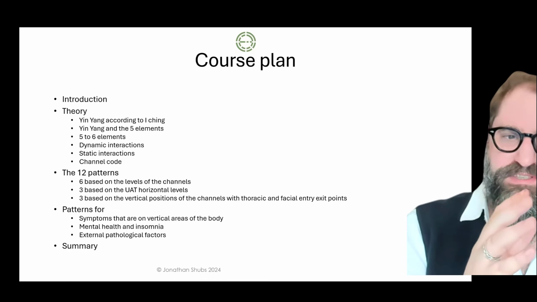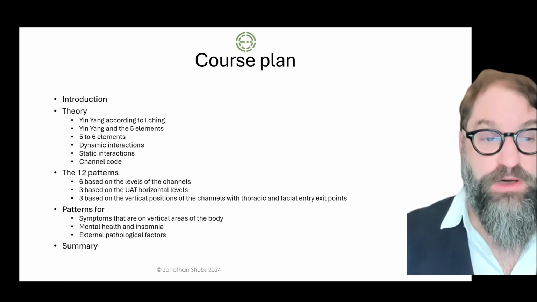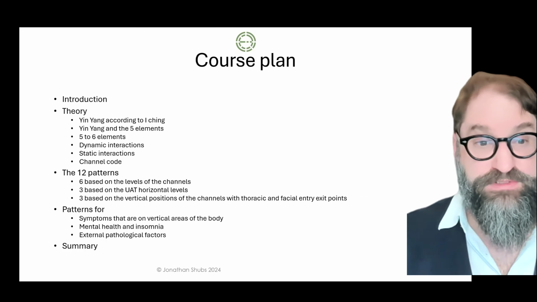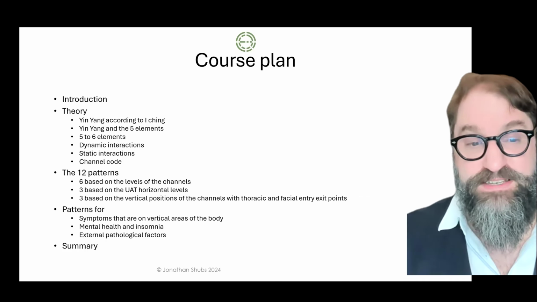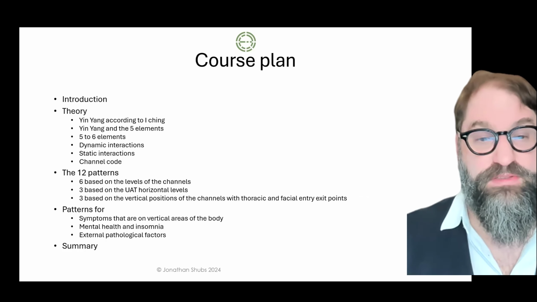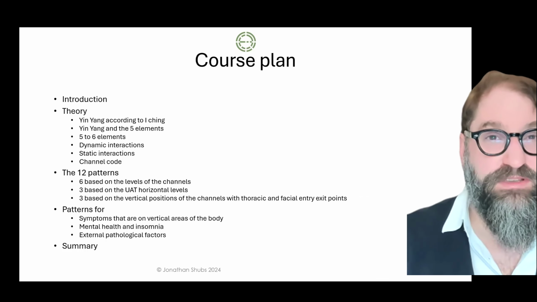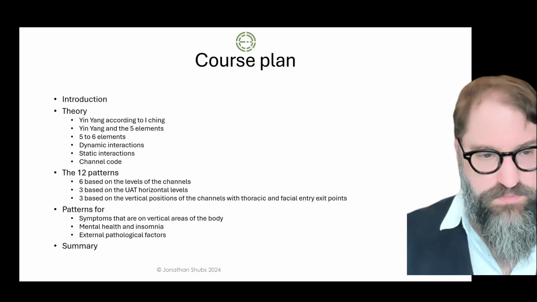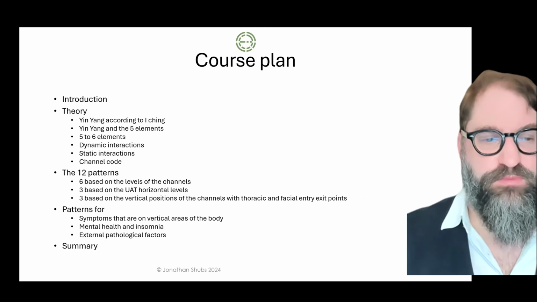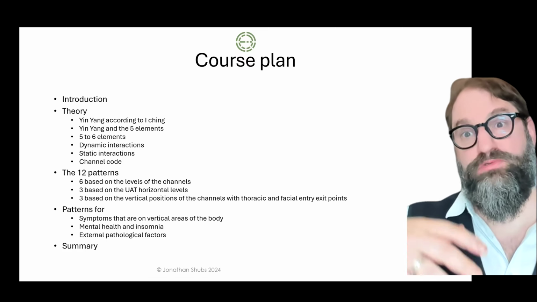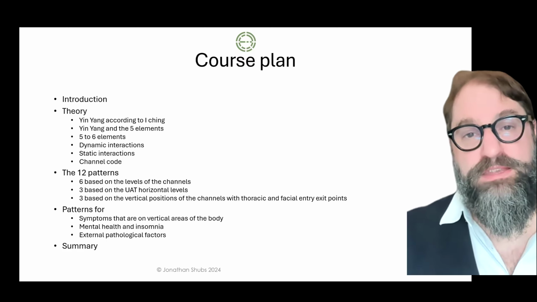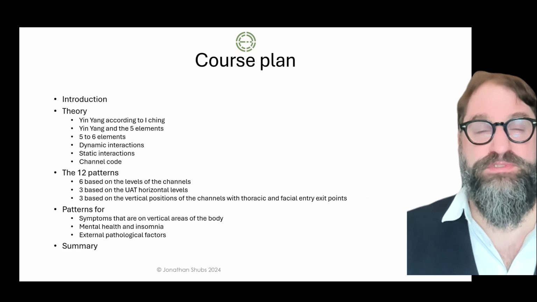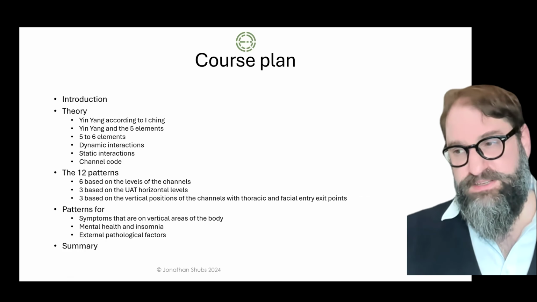Once you've created all of this information, we'll be able to create 12 patterns. We're going to see that some of them are going to be based on the levels of the channels. There's going to be some that are based on the UAT levels, and some are based on relationships of entry and exit points or Chinese clock logic. And then we're also going to be looking at how we can use this to treat symptoms that are on whole vertical areas of the body. This is also very useful for mental health and insomnia. We can also use it for external pathogens, etc.